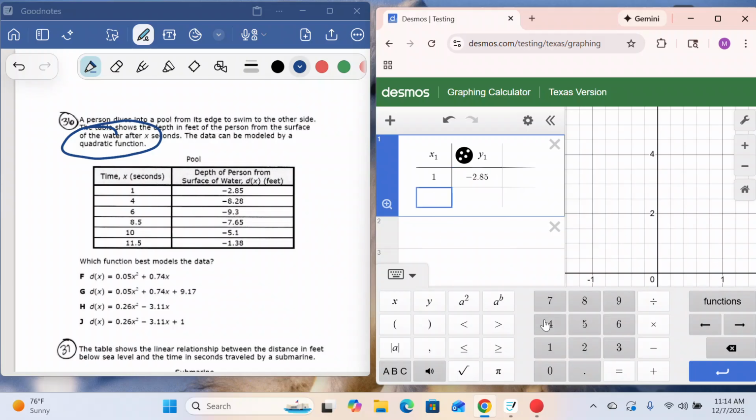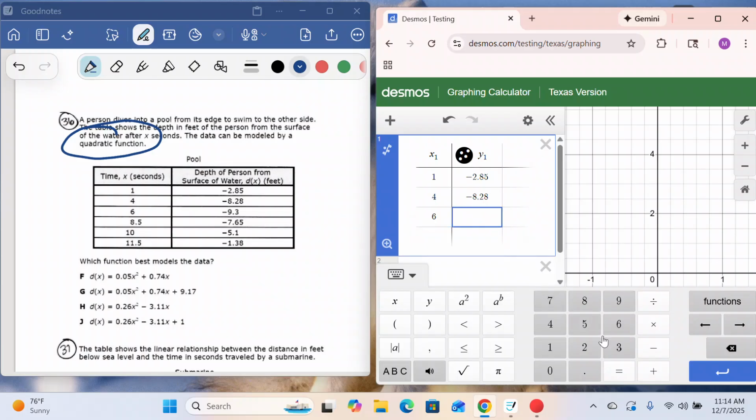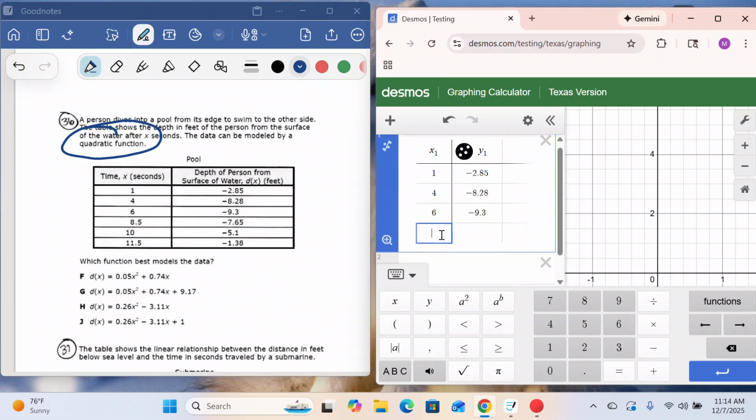When you deal with quadratics, you need to have as many points as you can. When you deal with linear, all you have to have is 2 or 3 solid points, and you are good to have more exact precision. So once again, on the quadratic, I want to input every single one. And then I have 8.5. And then I have negative 7.65.